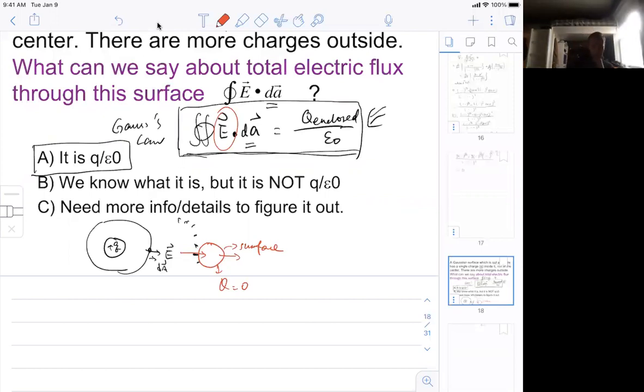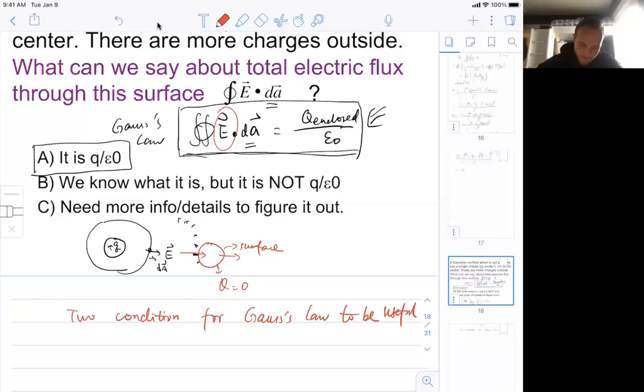Sometimes you can also even use that to find E. So it can also be useful. So there are two conditions that need to be met in order for Gauss's law to be useful. When I say useful, let's take a look at what our Gauss's law looks like.